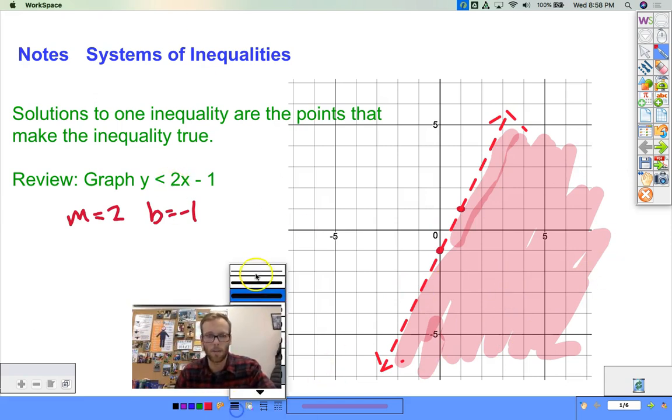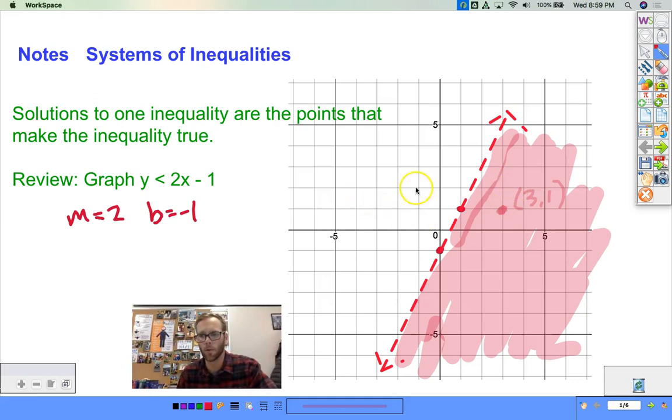So let's say I picked this point, 3, 1. If I plug in 3, 1, the y value is 1. Is 1 less than 2 times 3 minus 1? Well, 2 times 3 is 6, minus 1 is 5. Is 1 less than 5? Yes, it is. That's why that point is included in the shaded area.